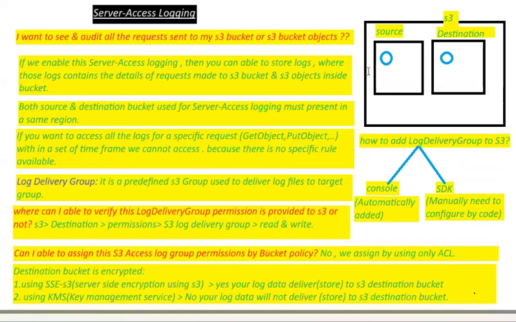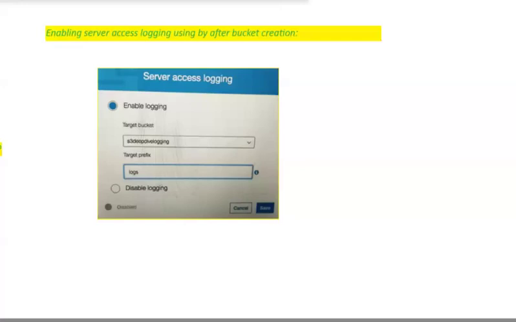So I hope you understood how it works. Let's see how to enable this server access logging. Let's say I want to enable server access logging after my bucket creation. Then how can I enable this, sir? You can enable this from the console. So you open the AWS Management Console, and you open S3. Under that you have your S3 buckets, right? Whatever source bucket you have, you need to open that.